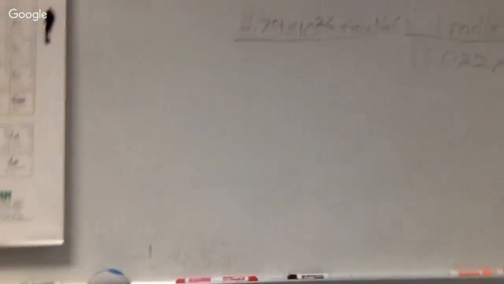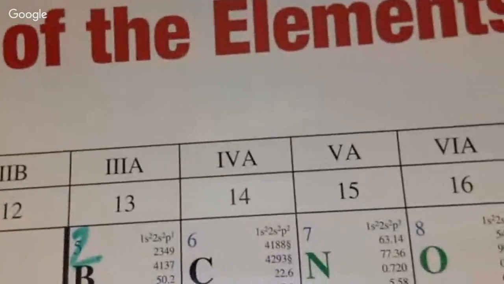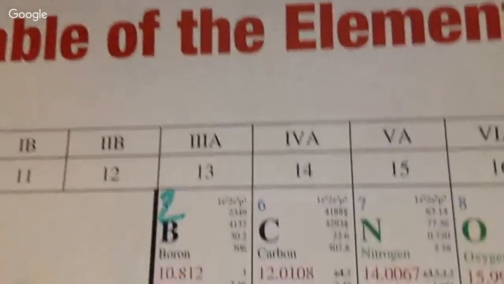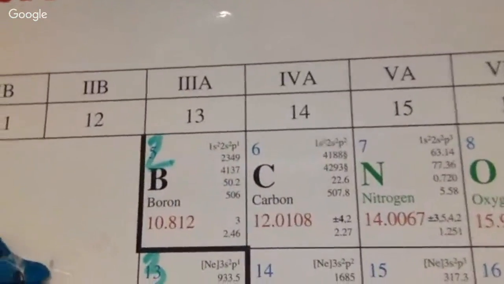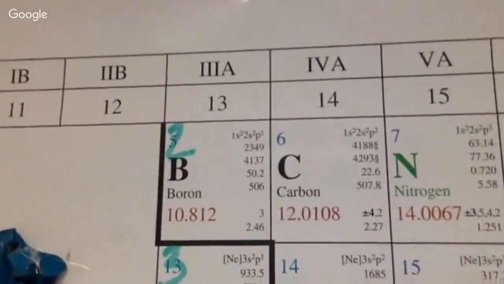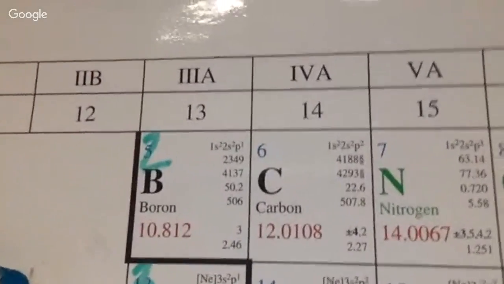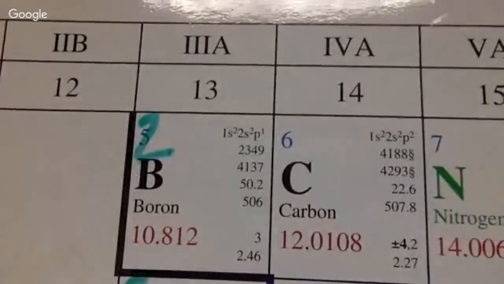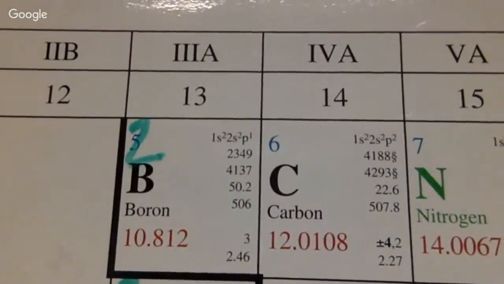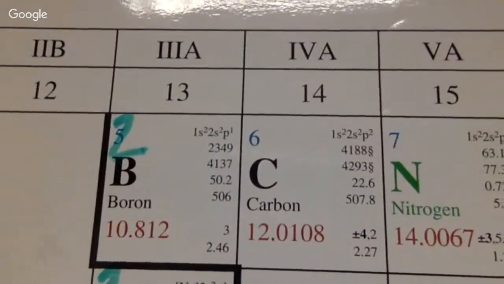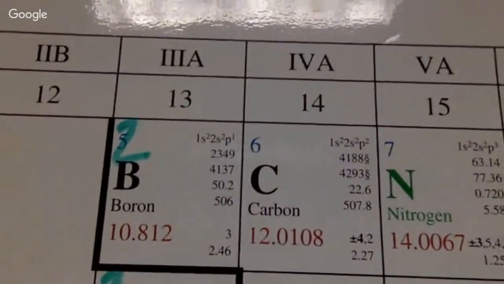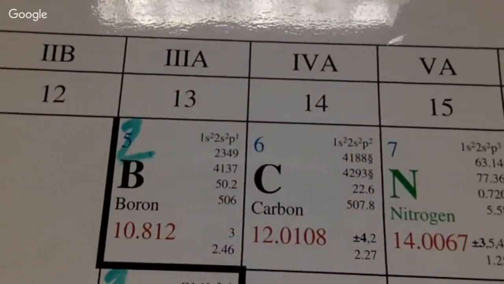Okay, show it right there if you wouldn't mind. So how is it possible that 1 mole of carbon atoms has a mass of 12.01 and 1 mole of nitrogen atoms has a mass of 14.01? How is that possible? They both have the same number of particles, right?